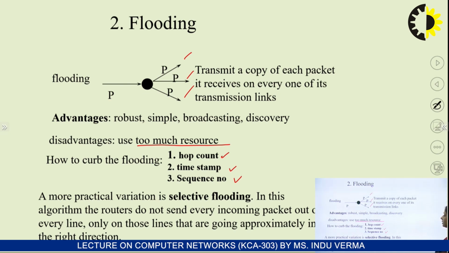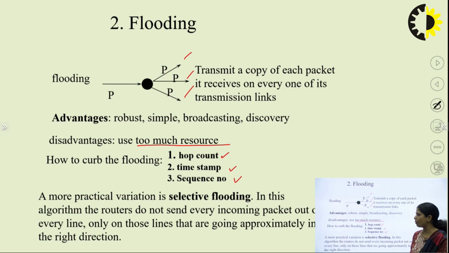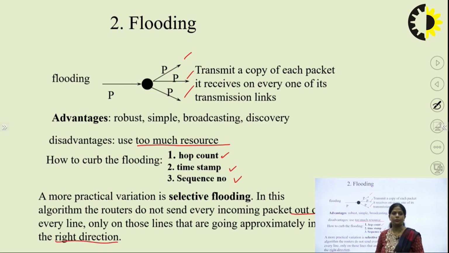A more practical variation is selective flooding. That means instead of copying each packet on each and every transmission link, we will be sending on a few of the links. In this algorithm, the routers do not send every incoming packet out on every line, only on those lines that are going approximately in the right direction, right? So, that is what is known as selective flooding.